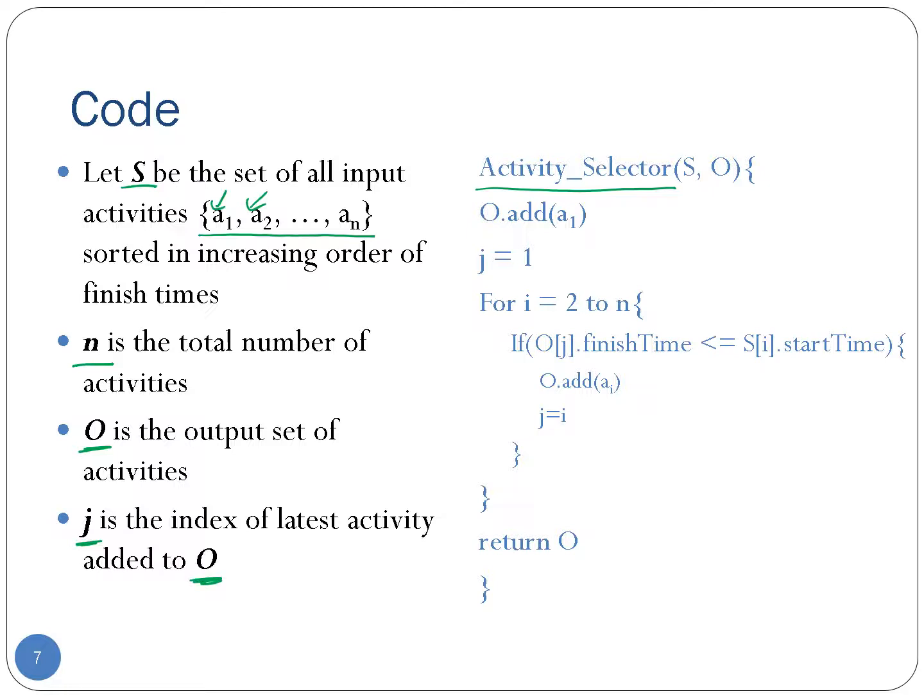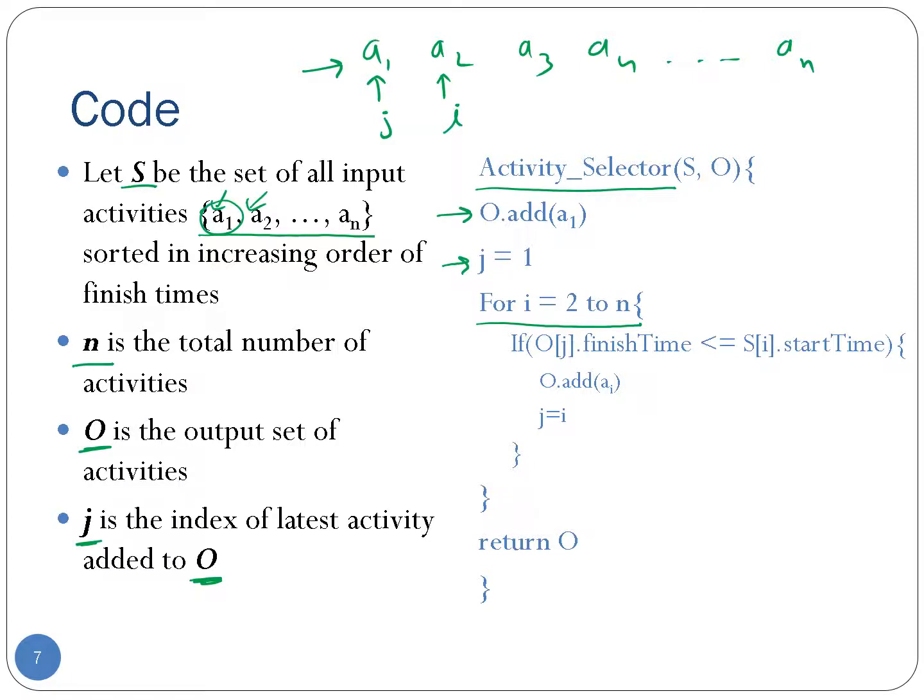So as the function begins execution, in the first line we can directly add activity A1, the first activity in set S, to set O, because recall that these activities in set S are sorted in increasing order of finish times. And then we set J equal to 1. So J is the index of the latest activity added to O. After this, in this for loop, we iterate through the remaining activities in S. In the first iteration of this for loop, J will point at A1 and I will point at A2.